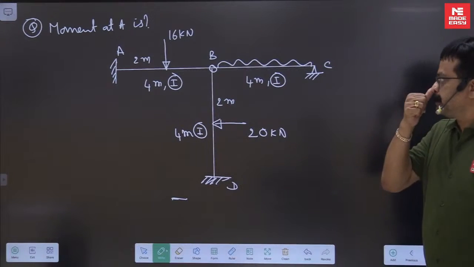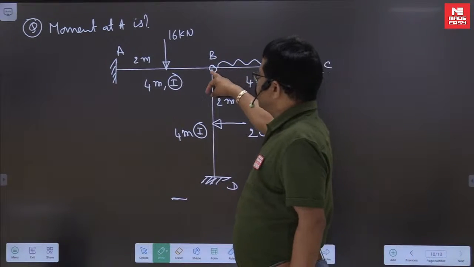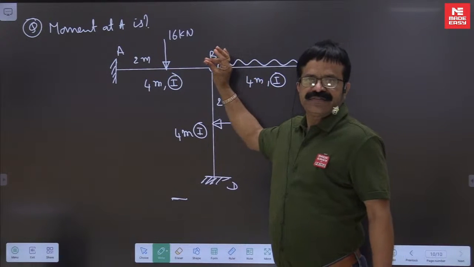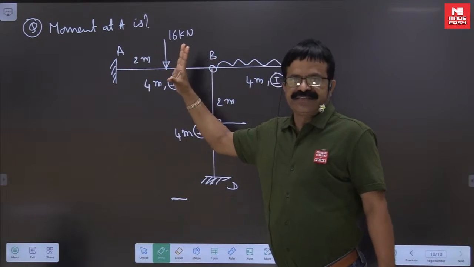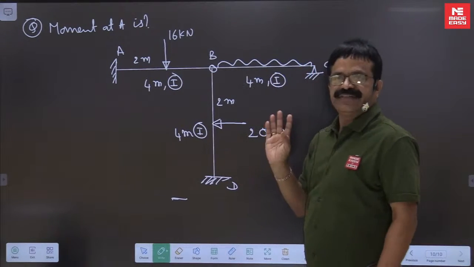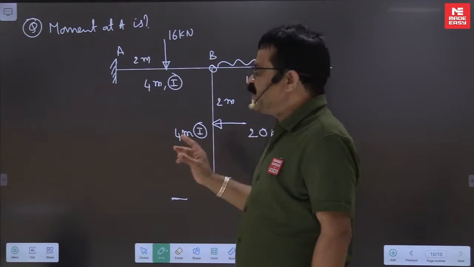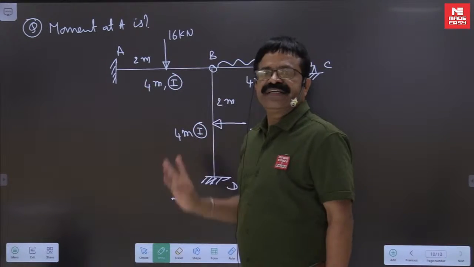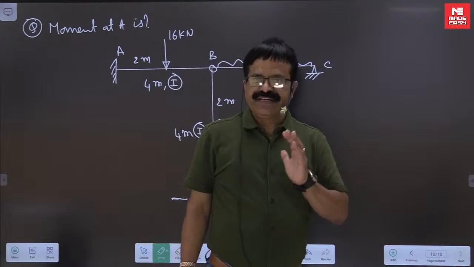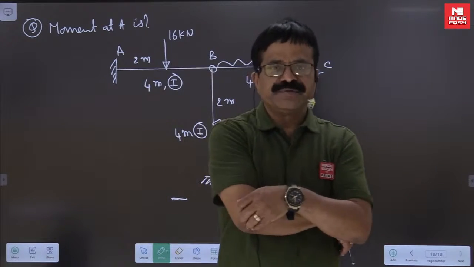So what would we do? What we have to do is first fix it. Symbolically you fix it. Then release it. Independently we have to release BA, BC and BD. Right? Independently when you release it, then the moment at A you will get. That is one way, independently releasing the moments.